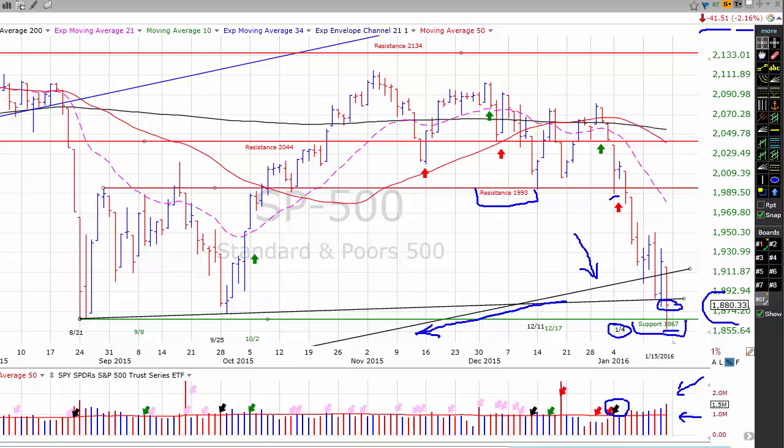Our market timing model is on a primary sell signal with a secondary aggressive buy signal down here. This is an extremely volatile market at this point. We need to be careful.